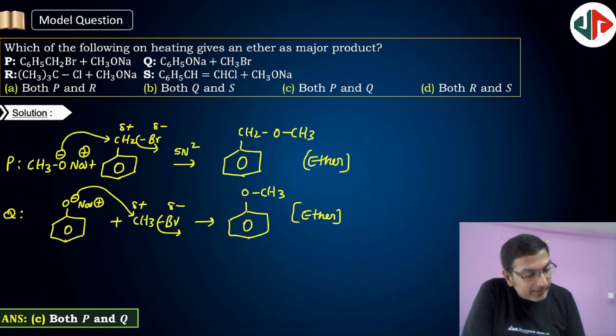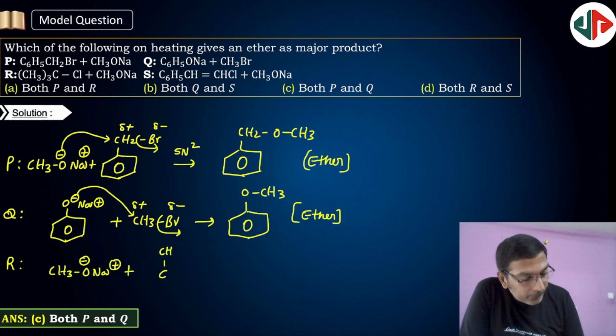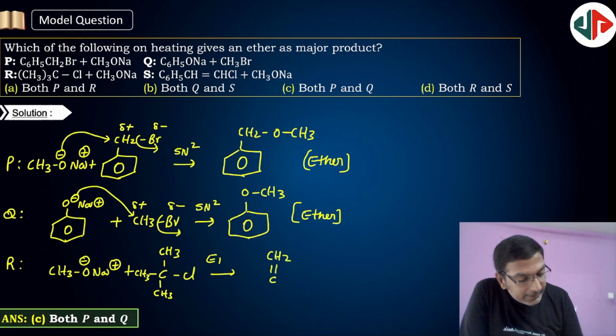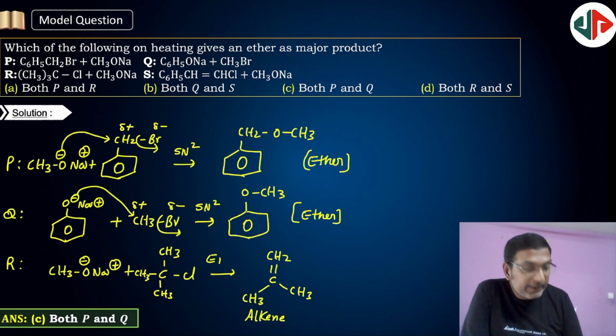In the remaining cases, CH3O- Na+ with tertiary butyl chloride: here substitution is not possible, so elimination by E1 mechanism occurs. It gives CH2=C(CH3)2, an alkene. So ether will not be formed.